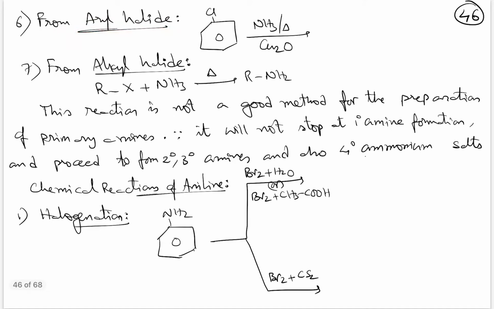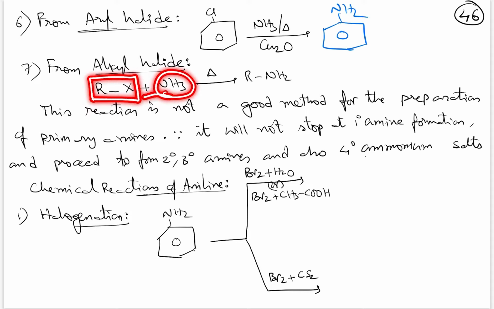And from aryl halides, when aryl halides are treated with ammonia on strong heating in presence of Cu2O, Cl will be removed and NH2 will be added. And the next reaction is from alkyl halides. When alkyl halide is treated with ammonia, see, if alkyl halide is the reactant and ammonia is the reagent, then it is ammonolysis of alkyl halide. Suppose ammonia is the reactant and alkyl halide is the reagent, then it is alkylation of ammonia.